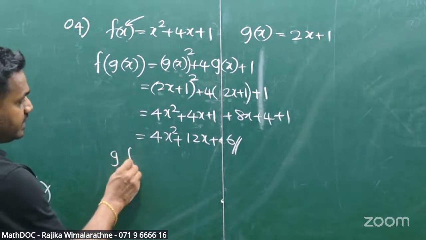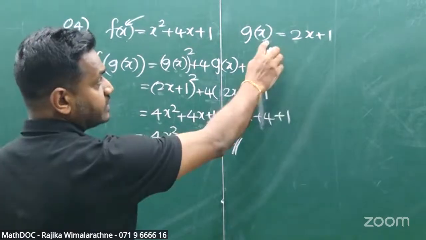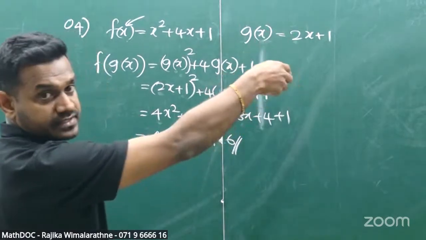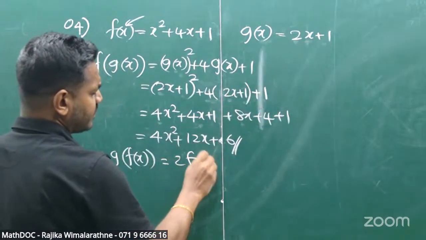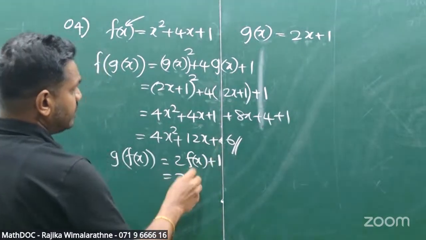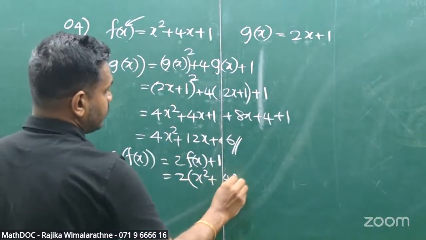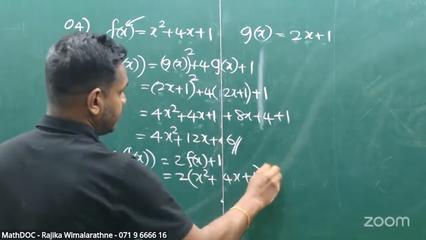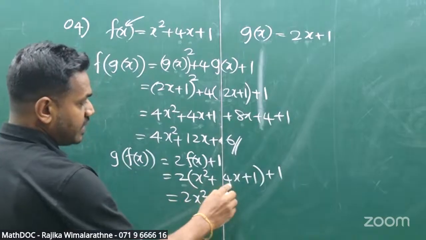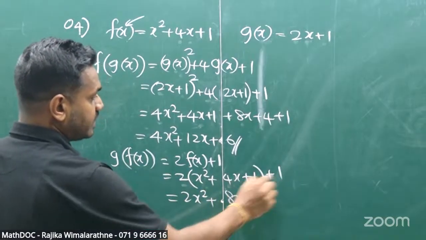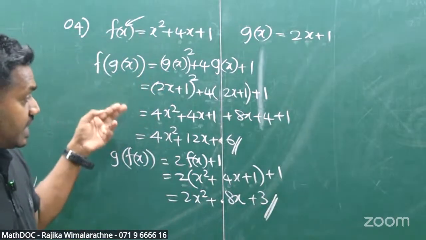Then g(f(x)), similar thing. In g(x), inside that you have to put f(x). Then instead of x you put f(x). Then 2 f(x) plus 1. f(x) is x squared plus 4x plus 1, so 2 times that plus 1. Then you simplify: 2x squared plus 8x plus 2 plus 1, that is 3. Here it is. That is f(g(x)) and g(f(x)).